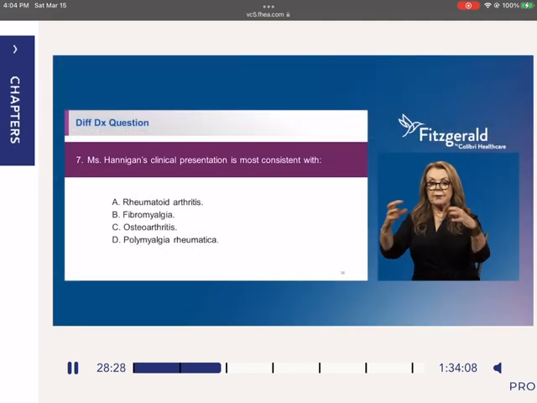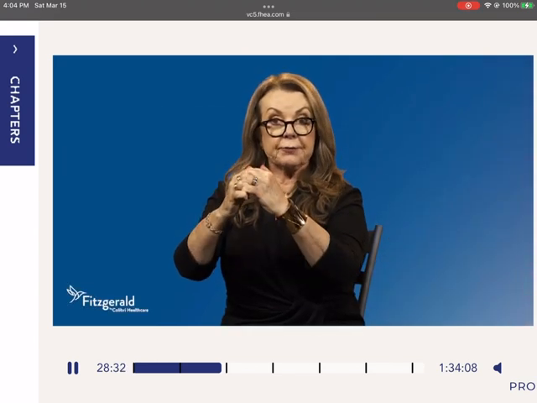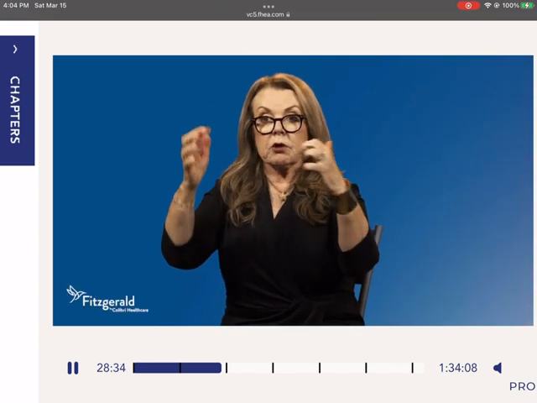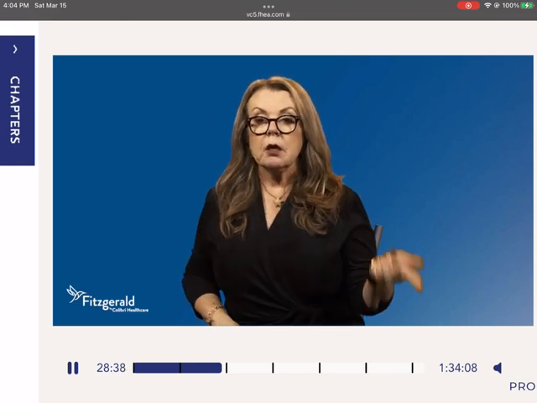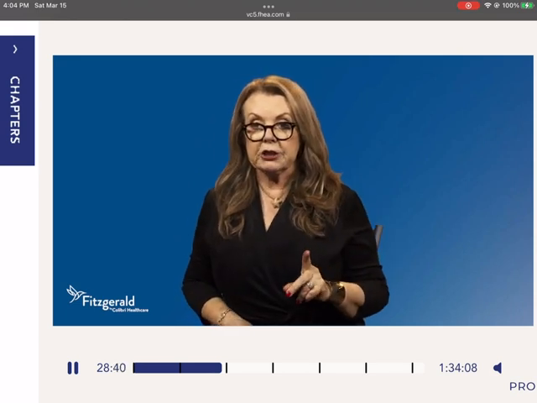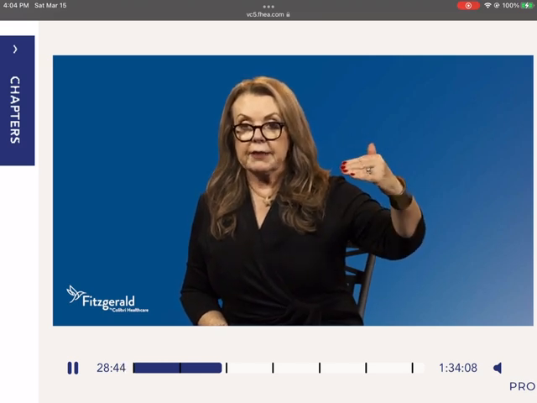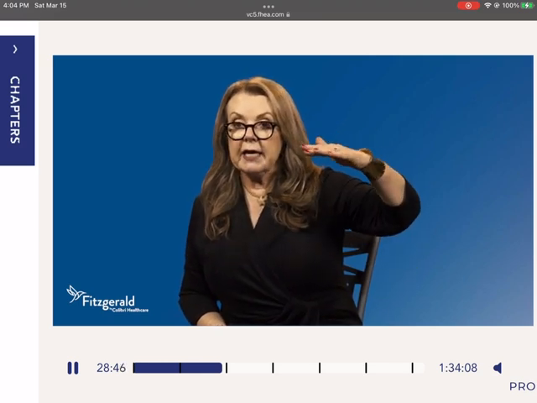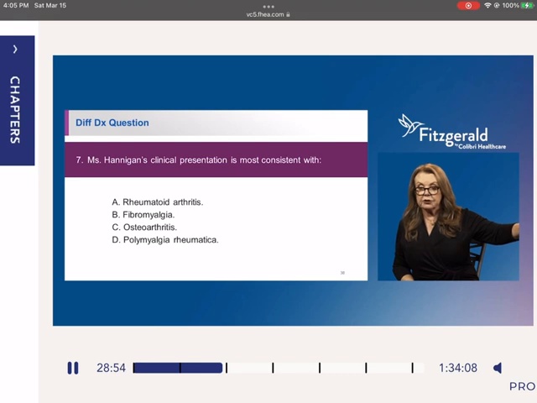On the boards, remember, what are they trying to do? They're trying to test your clinical decision making. So here's boards, here's clinical practice. They're joined together like that. Only 2 of these conditions will cause markedly elevated SED rate. And they're options A and options D. Fibromyalgia does not cause the SED rate to go up, nor does osteoarthritis. So we can eliminate those 2.